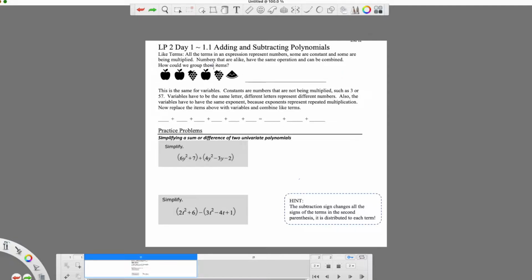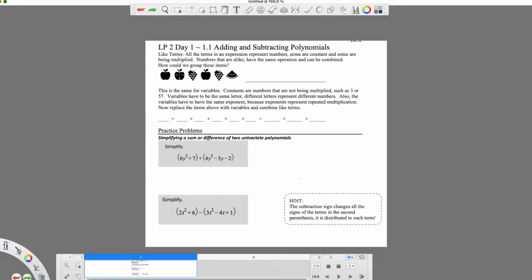Numbers that are alike have the same operation, meaning they're either being multiplied by the same variable or they're not being multiplied at all. They're just like 7 or 200. Constants are like terms. So those are numbers that are alike. If I have 7x and 200y, like I had just a second ago, these are not like terms. They're being multiplied by different numbers. So the same operation, but different numbers. But if I was multiplying by the same thing, now they're like terms again, because they are under the same operation, being multiplied by the same number. So before we combine, we want to make sure we're looking at which ones are alike.